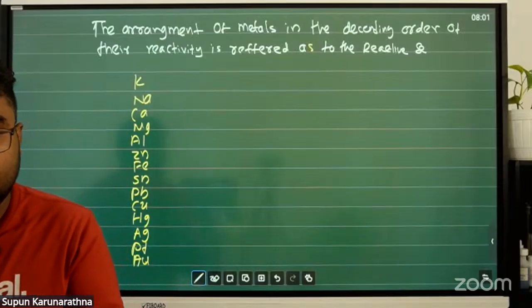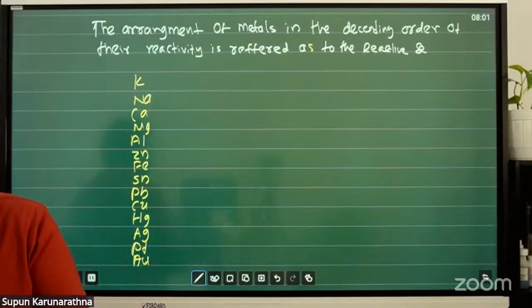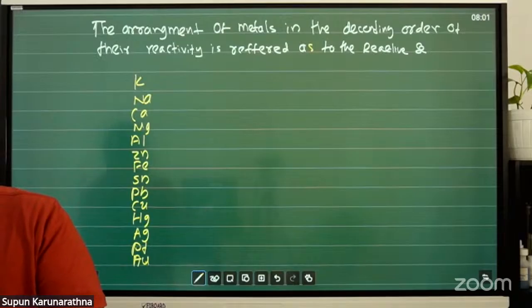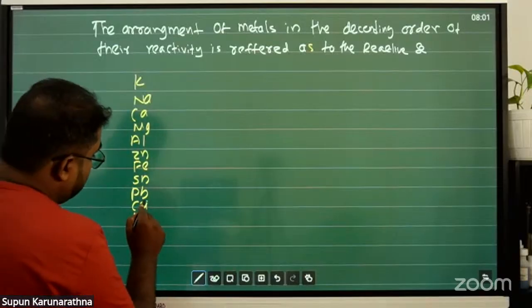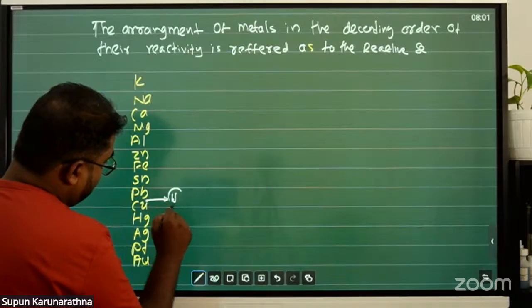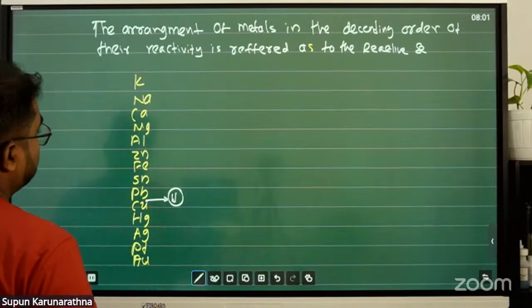Where does the hydrogen come, Lamai? In the reactivity series, hydrogen is also placed among the metals. I'm going to just do the summary now. In these regions, hydrogen comes. This is the place for hydrogen.